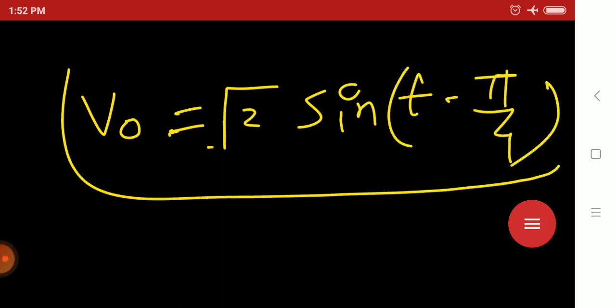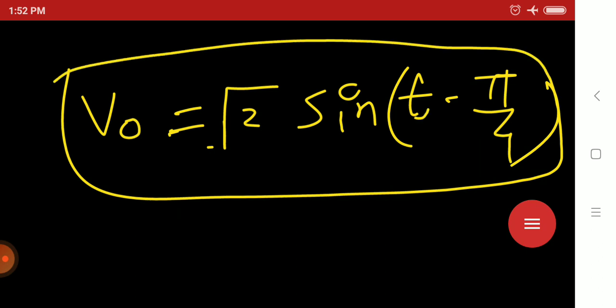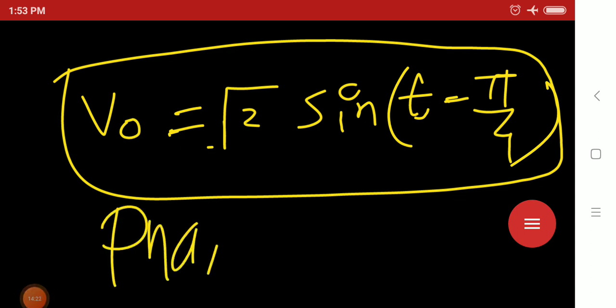So in this way we will calculate the output voltage of any op amp. We will calculate the phase angle of any op amp. Phase angle rules are same as logarithm.